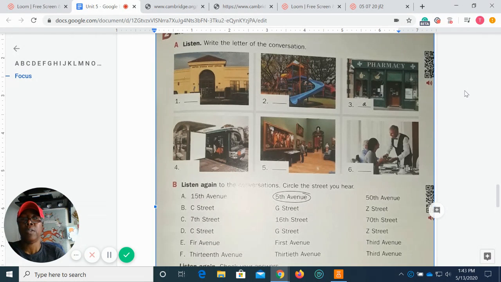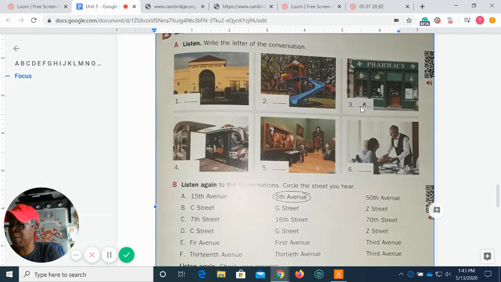Okay, so that's the end of the audio. So let's go through and talk about each one. So we know that number 3 was conversation A, because they talked about the pharmacy. So let's go through each one. So conversation A is number 3.